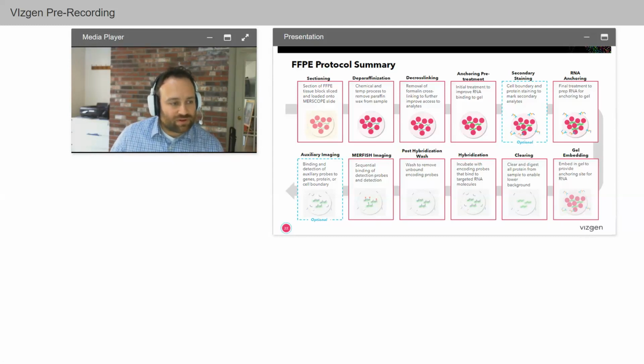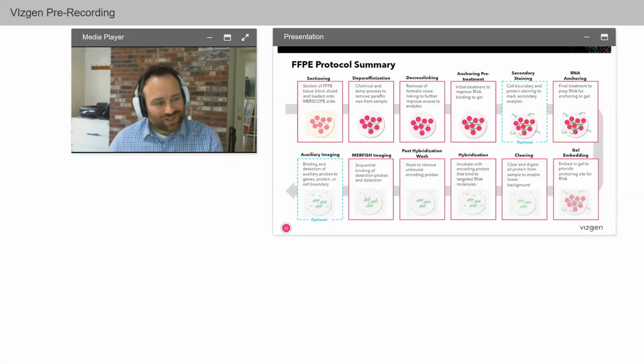So moving through this protocol, the first piece is sectioning. We're going to section a slice off of an FFPE block. We would then mount that on our MERSCOPE slide. From here, we would move into deparaffinization. It's a chemical and temperature process to remove the wax from the tissue. We then do a decross-linking procedure to remove those formalin cross-links and further improve access to the analytes. We follow this with an anchoring pretreatment, which improves the RNA binding to the gel. In the next few steps here, we'll have gel embedding, but this is an initial treatment to improve that binding.